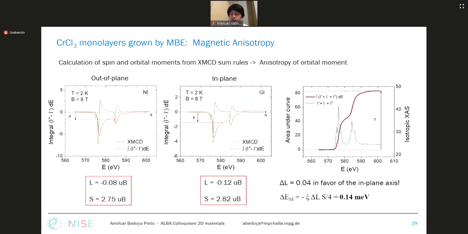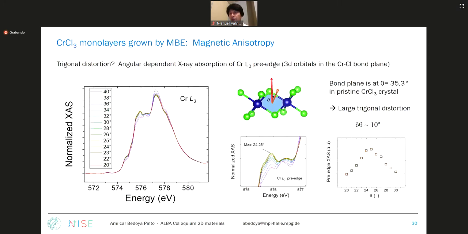So here we can extract a term that enters the single ion anisotropy, and that's presumably what causes the magnetic anisotropy. And a second thing that we tried to probe is the distortion, because we are not dealing with a perfect chromium trichloride.